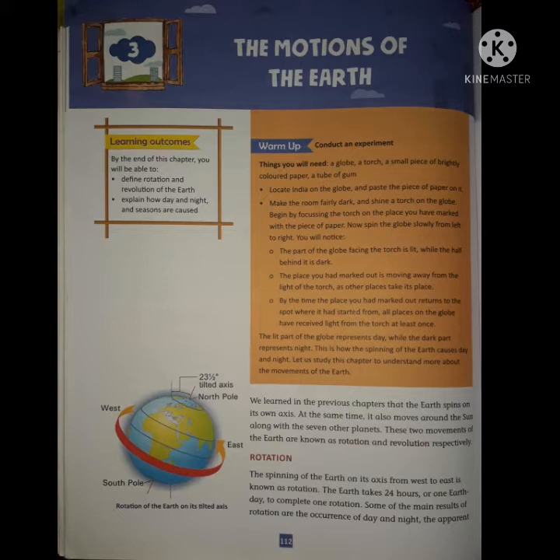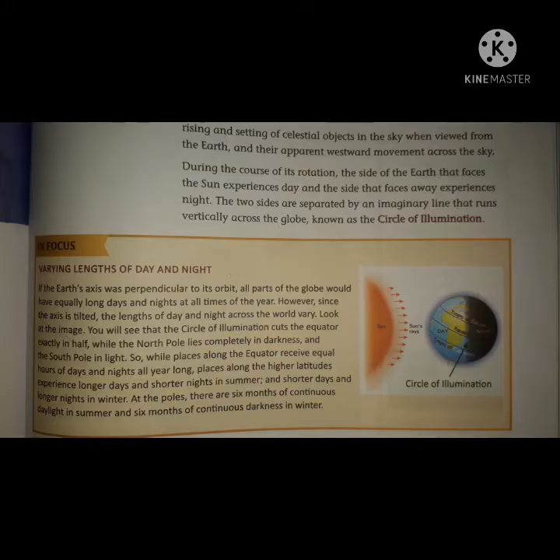Rotation. The spinning of the earth on its own axis from west to east is known as rotation. It takes 24 hours to complete one rotation, which makes one day, and because of this rotation, day and night occur. Celestial objects in the sky, when viewed from earth, apparently appear to move westward across the sky.